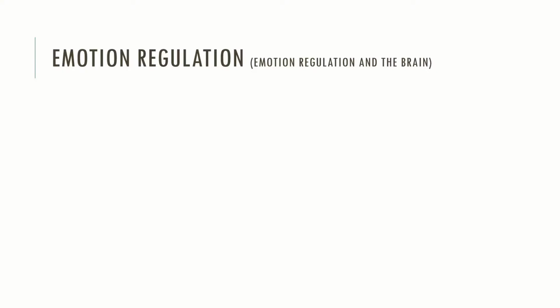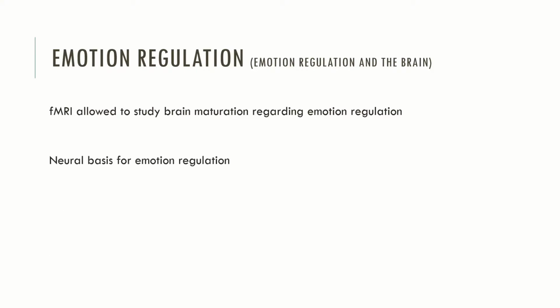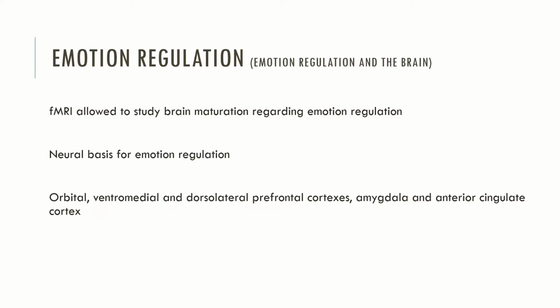Functional magnetic resonance imaging has allowed for the study of emotion regulation on a biological level. Especially, research over the last decade strongly suggests that there is a neural basis for emotion regulation. Research findings report that there is a correlation between emotion regulation and particular patterns of prefrontal activation.